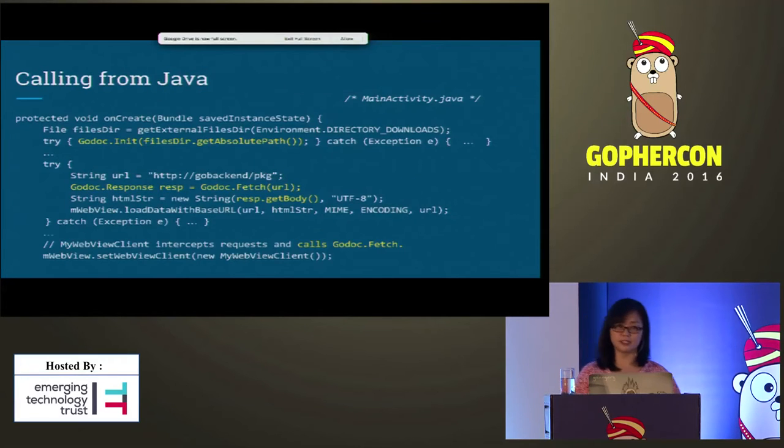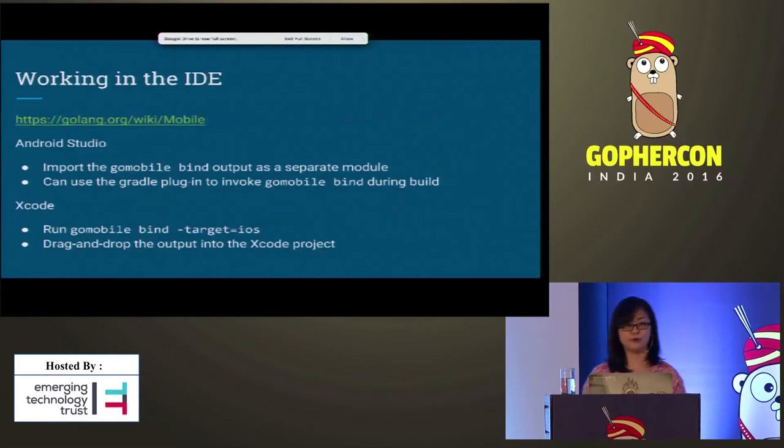Okay, now let's complete the picture. So Godoc init initializes the backend, and then we fetch data from the Godoc side using the fetch method. We can also call methods of the response to retrieve the necessary information, and we modify the web view again using this fetch method. So easy. I didn't have to deal with any JNI or C code.